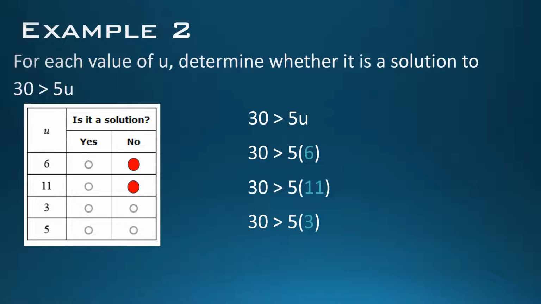30 greater than 5 times 3. 5 times 3 is 15, so 30 is greater than 15. And finally, 30 is greater than 5 times 5. That's 25, so 30 is greater than 25. Good job.